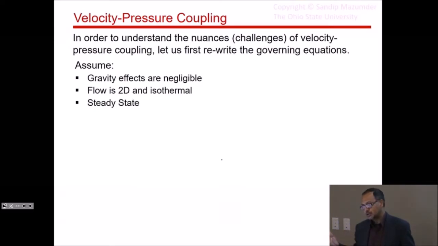We'll also assume that flow is 2D, simply because our equations are shorter that way. Instead of writing 9 terms, we write 4 terms and so on. And it's isothermal, so we'll not deal with the energy equation right now, but we'll talk about that later. And then we'll also assume that this is steady state. We are seeking the steady state solution. That doesn't mean that this discussion cannot include transient, but for simplicity, we'll assume steady state.